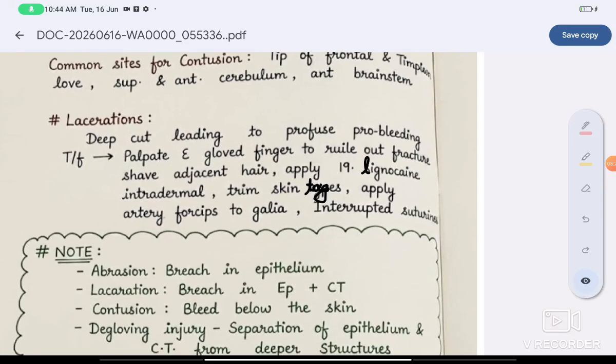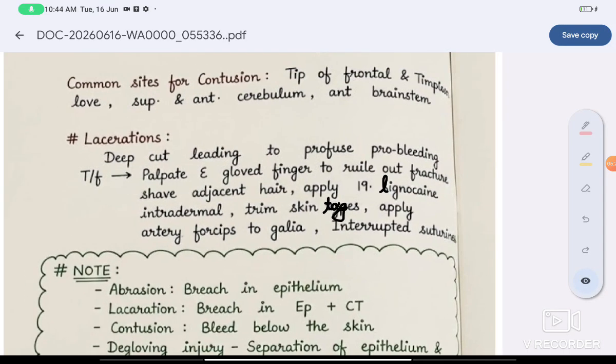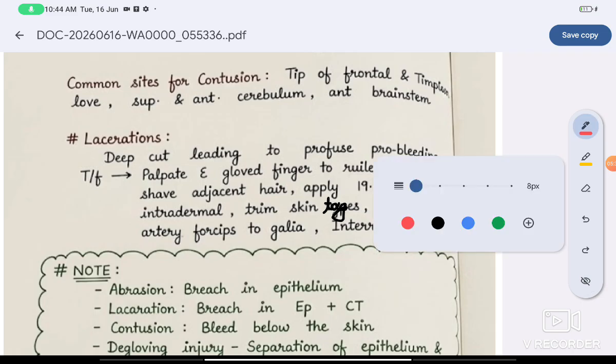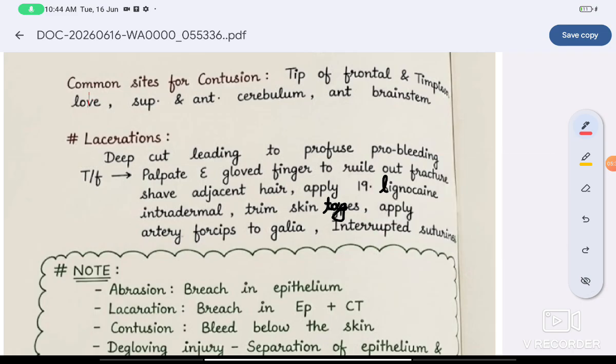Moving further, common sites of contusion include the tip of the frontal and the temporal lobe. This is lobe, not love. Temporal lobe. Superior and anterior cerebellum, anterior brainstem.